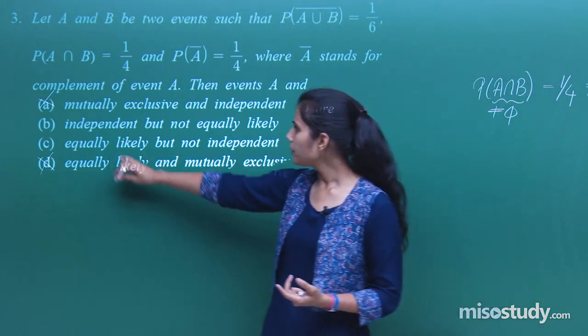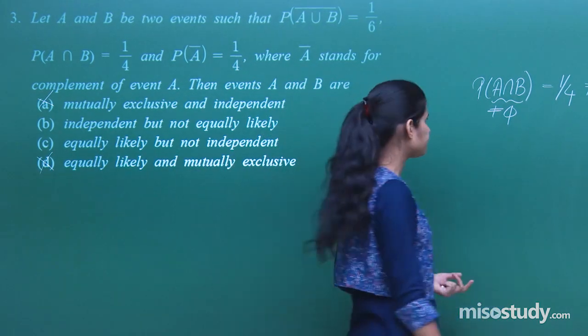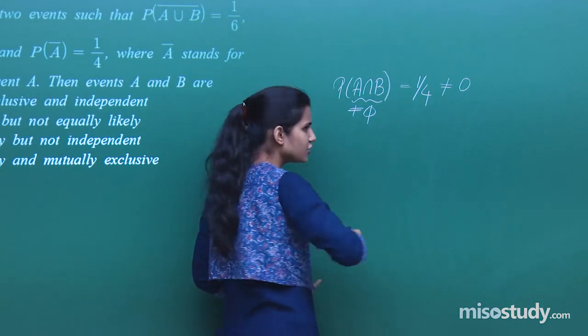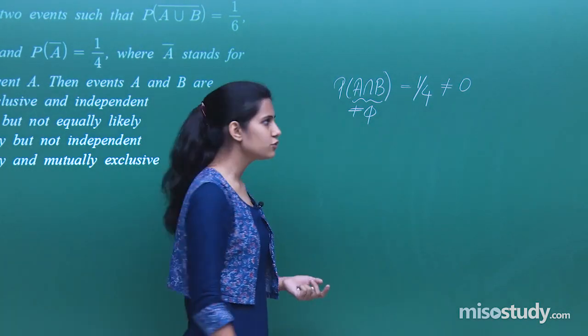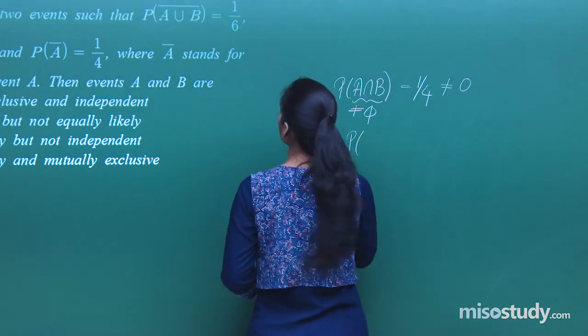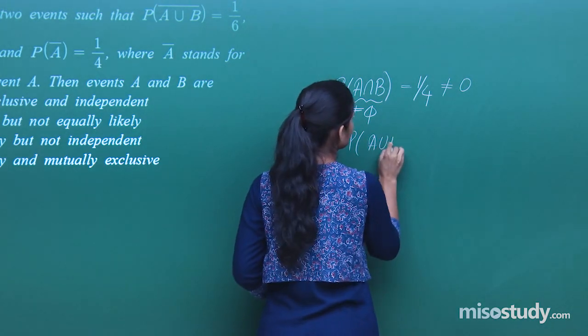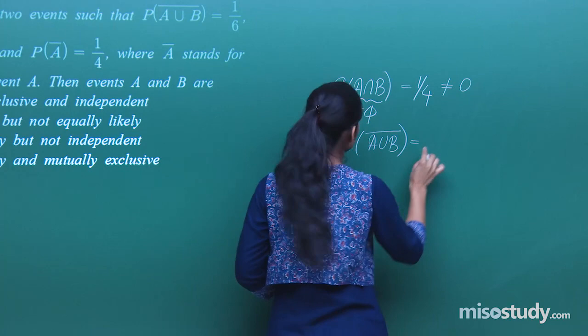Now, I need to understand whether they are independent or not. For that, we need to show probability of A intersection B is equal to probability of A into probability of B. That is something that we need to show. Now, I am given probability of A union B whole bar is 1 by 6.